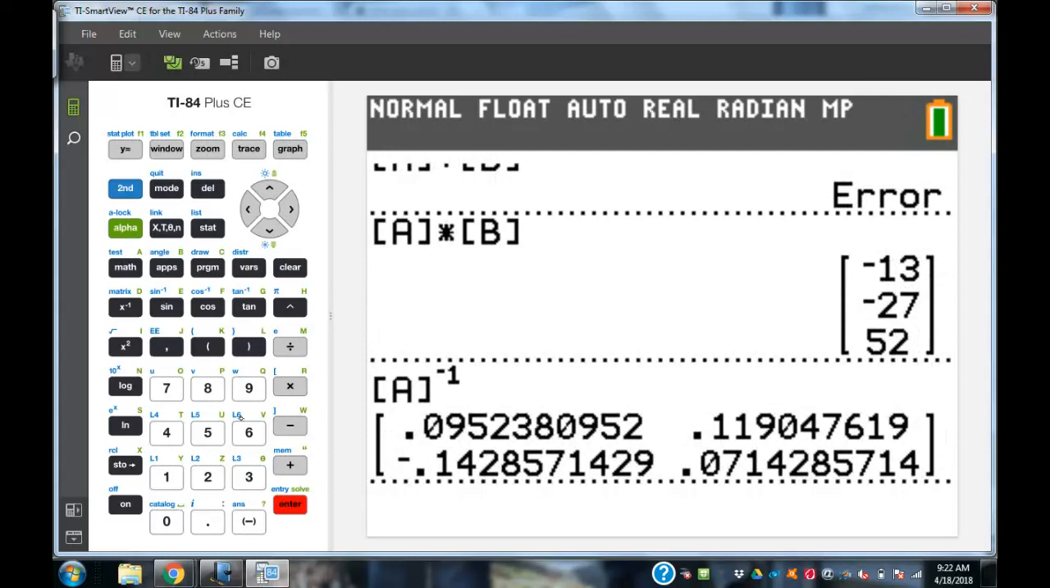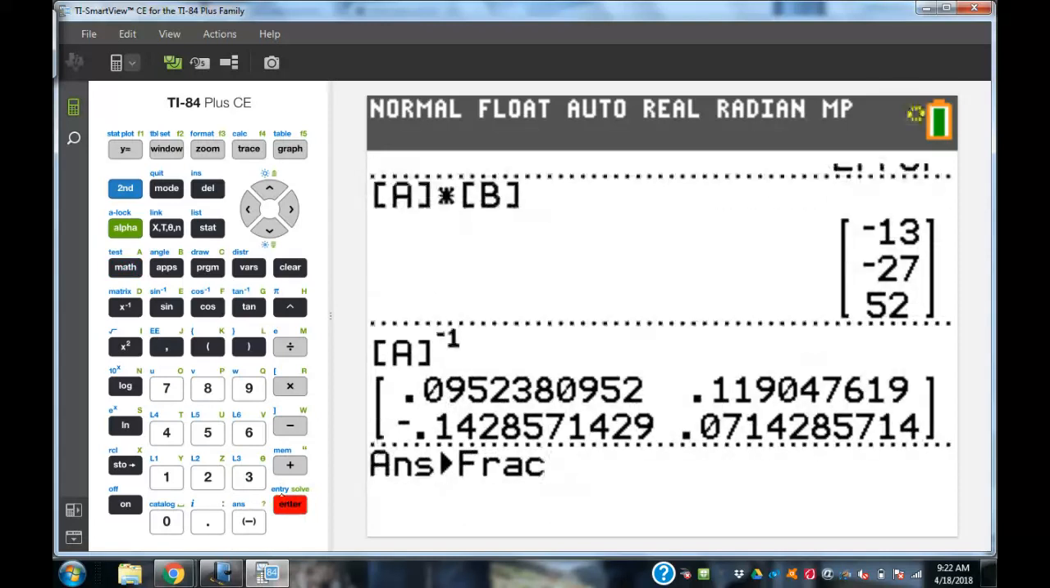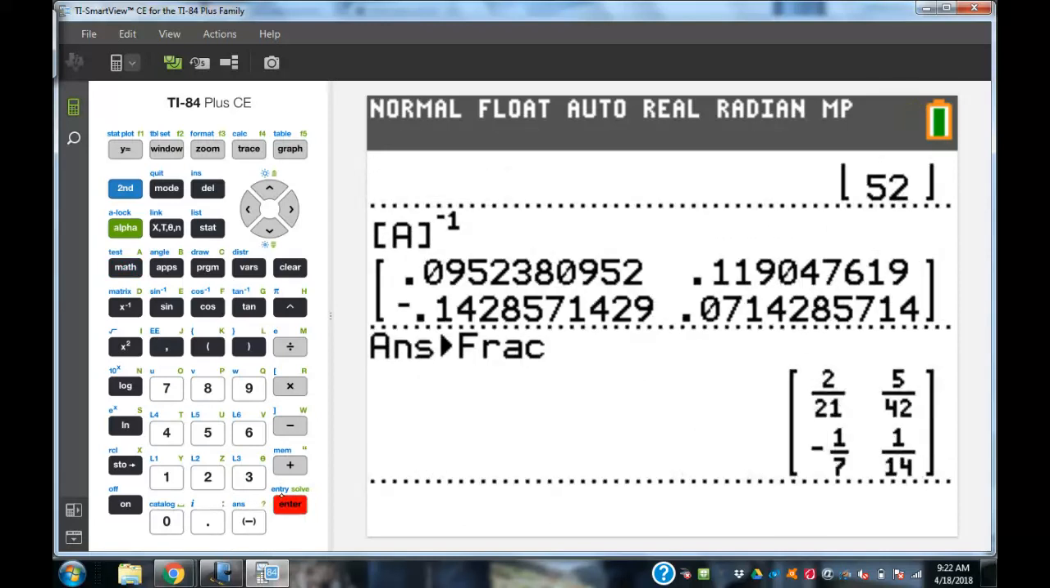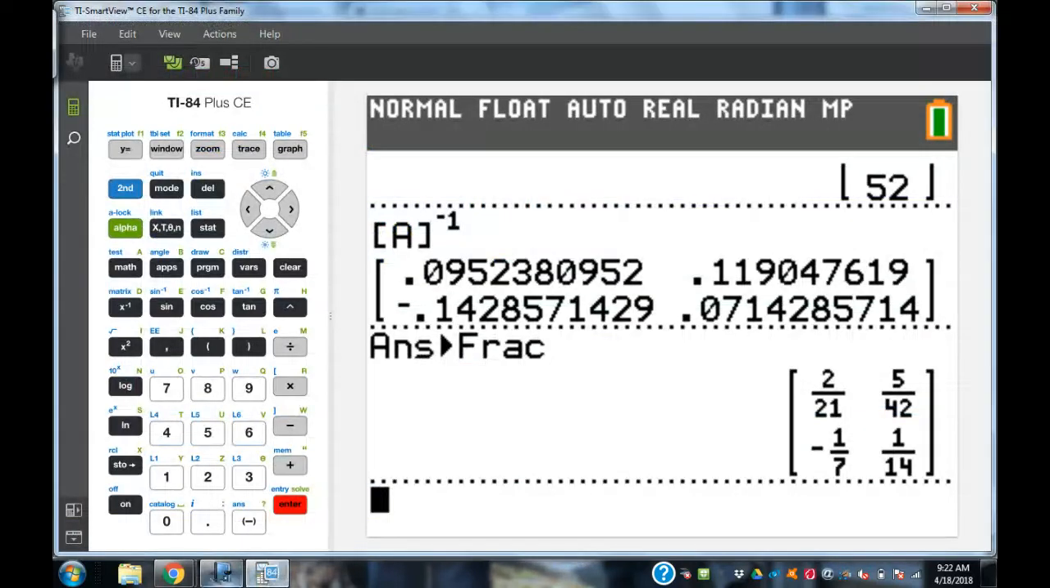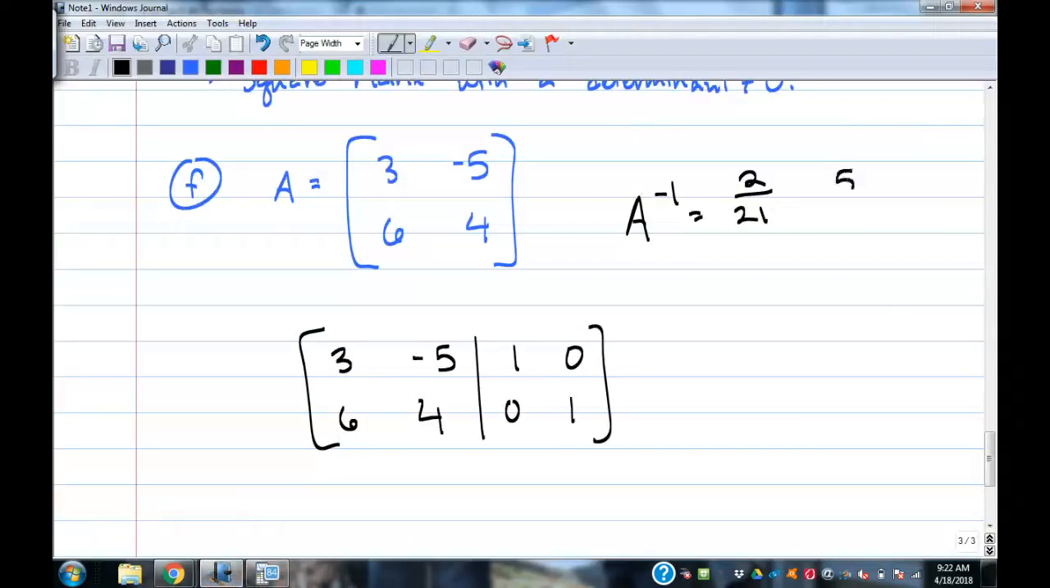And it gives a bunch of decimals. I'm going to convert that to fractions. So hit math, enter. Not too pretty, but it's still there. So we got 2 over 21, 5 over 42, negative 1 over 7, and 1 over 14 out of that. That's your inverse.